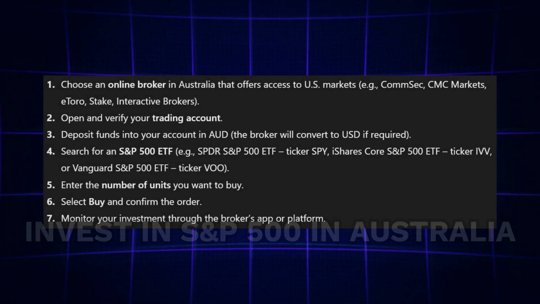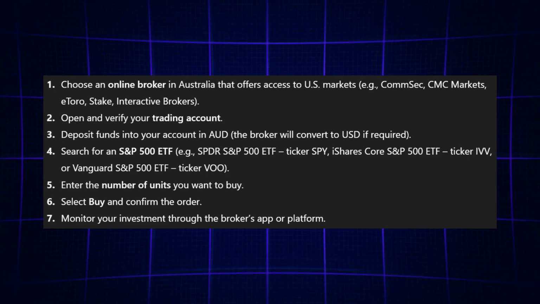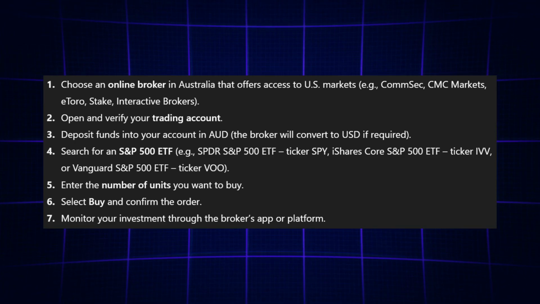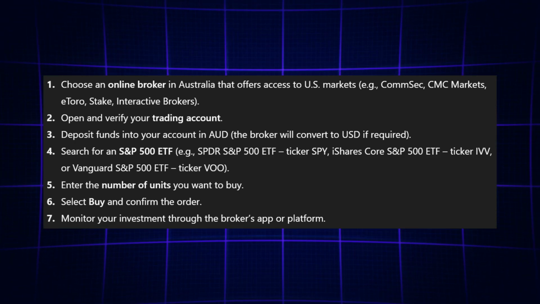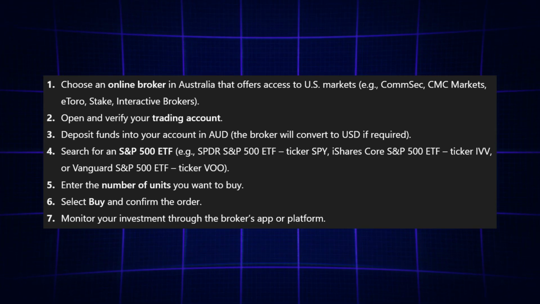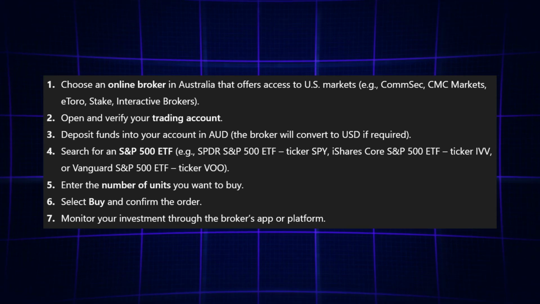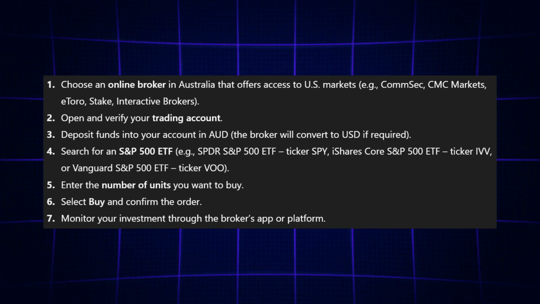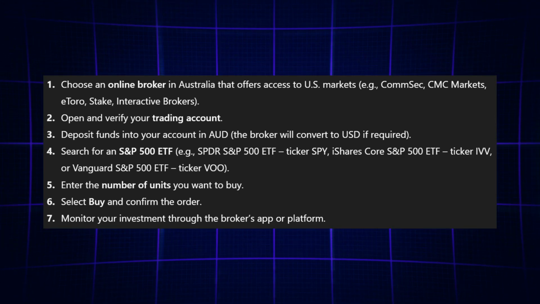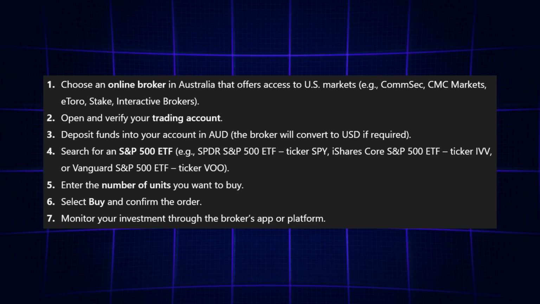Alright, let's begin. First, choose an online broker in Australia that provides access to US markets, such as CommSec, CMC Markets, eToro, Stake, or Interactive Brokers. Next, open and verify your trading account by completing the required identification process. Once verified, deposit funds into your account in Australian dollars. Most brokers automatically convert your funds to US dollars if needed.